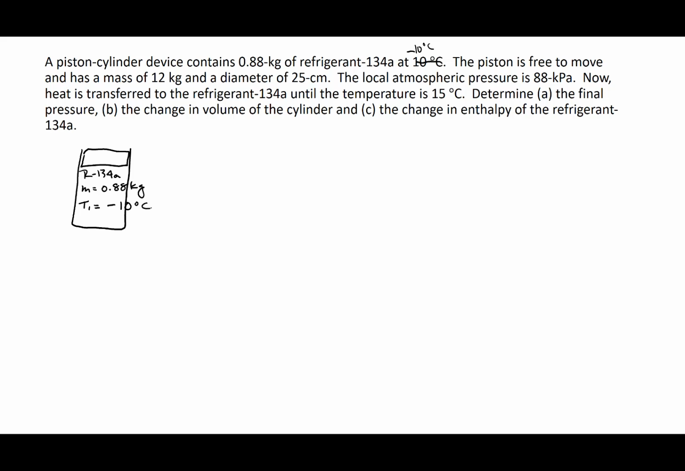Now it tells us the piston is free to move. It has a mass of 12 kilograms and a diameter of 25 centimeters. So I'm going to put mass of the piston is 12 kilograms. And this diameter is 25 centimeters. And it says the local atmospheric pressure is 88 kilopascals, so I'll just put P atmosphere is 88 kilopascals.